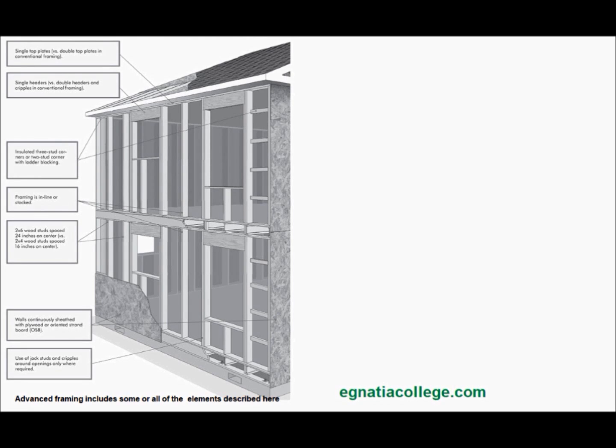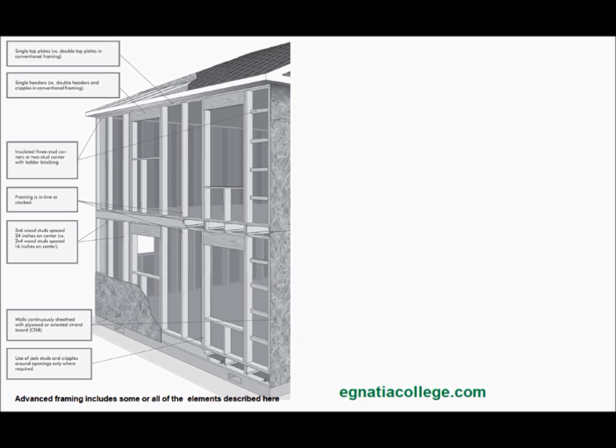Advanced framing. Advanced framing is the name given by the APA, the Engineered Wood Association, for what was previously called Optimum Value Engineering or OVE. It is a system of using 2x6 framing members spaced 24 inches on centers, in place of 2x4 spaced 16 inches on centers. Advanced framing also uses aligned framing members to provide greater strength, so that some members can be eliminated.